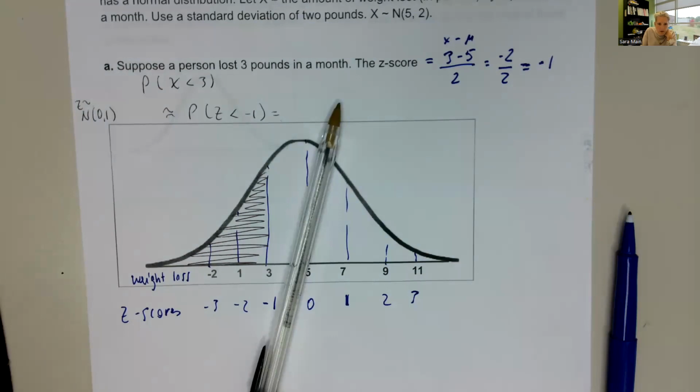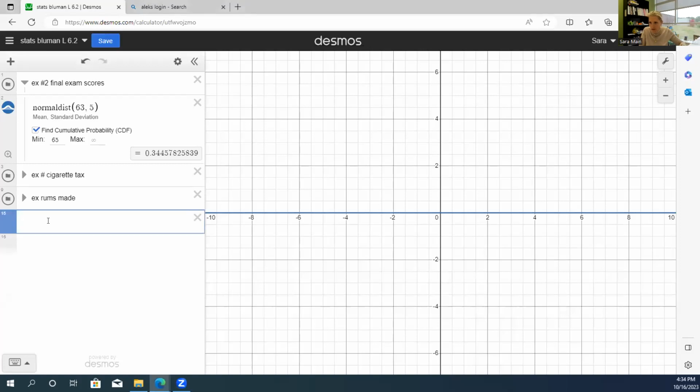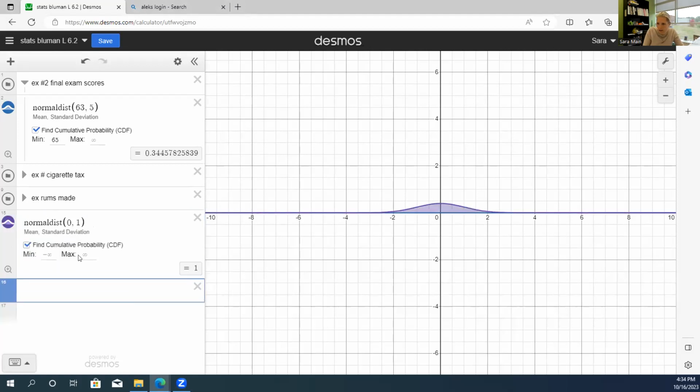So let's share our screen here. And we can say, it says 0, 1, and we'll put in a -1. So it's 0.1587.